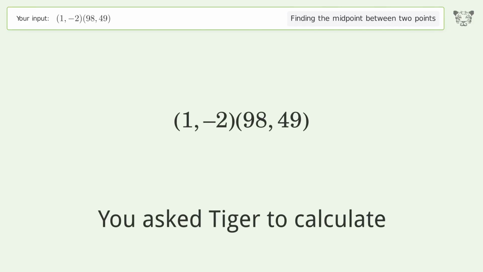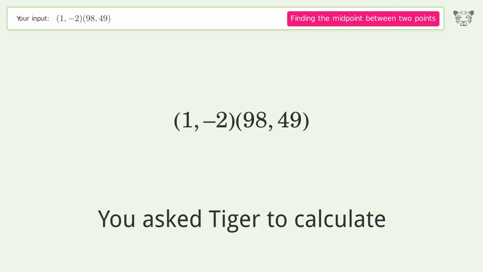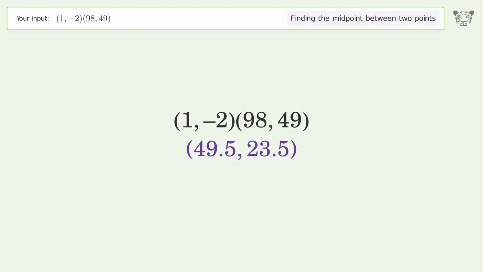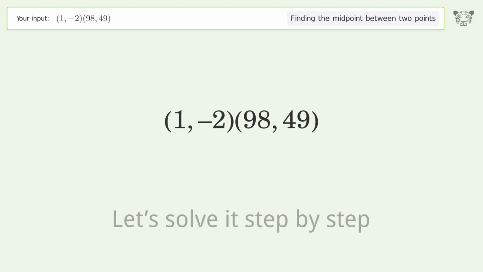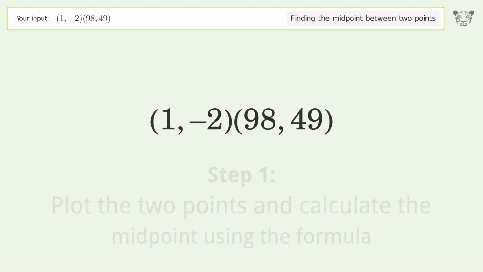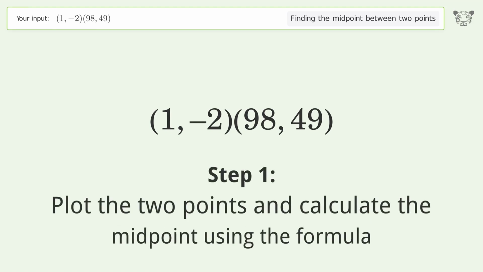You ask Tiger to calculate. This deals with finding the midpoint between 2 points. The midpoint between the 2 points is 49.5, 23.5. Let's solve it step by step. Plot the 2 points and calculate the midpoint using the formula.